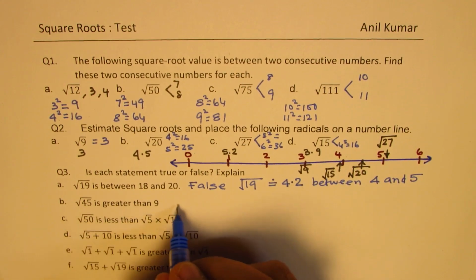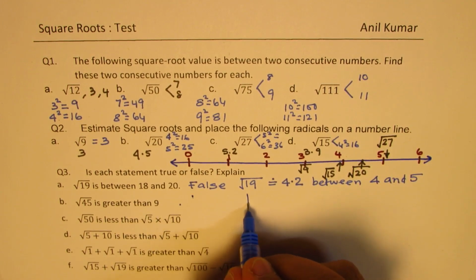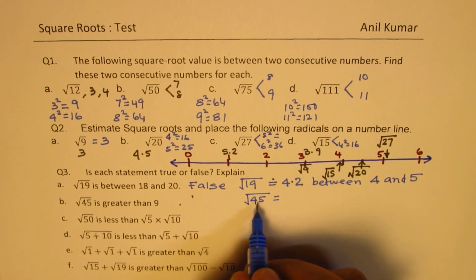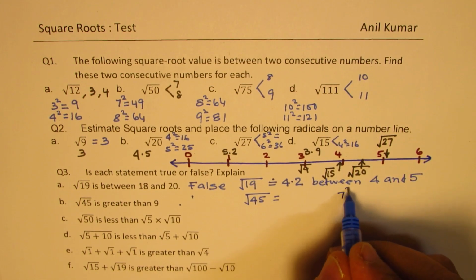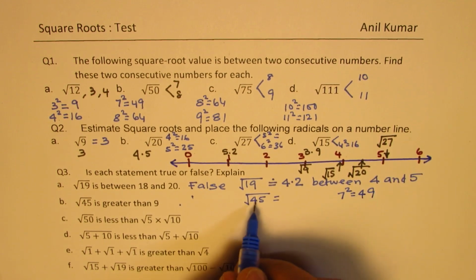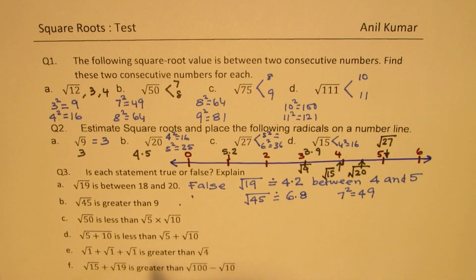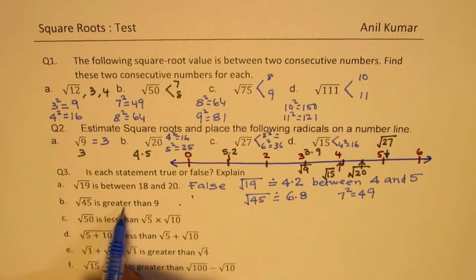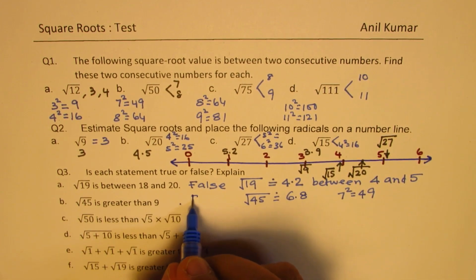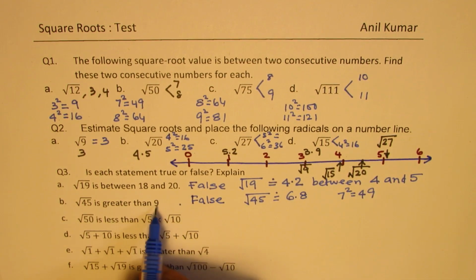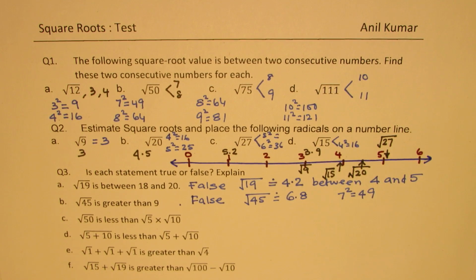Now let's estimate. Square root of 45 is less than 7. 7 squared is 49, correct? It is less than 7, so we can say the estimate is about 6.8. Now it says square root of 45 is greater than 9. False. It is much less than 9.